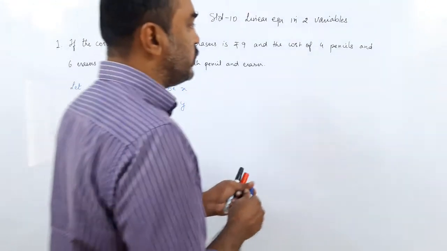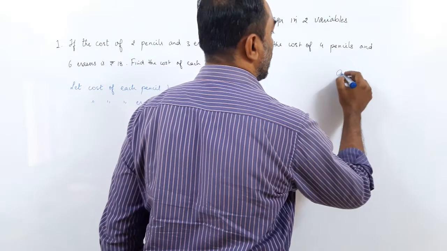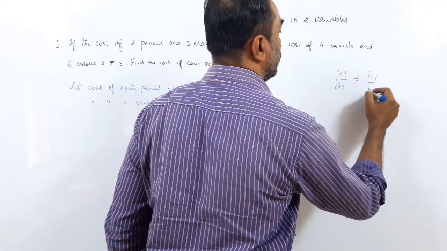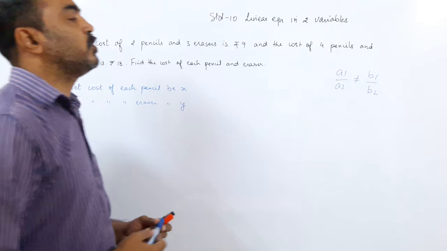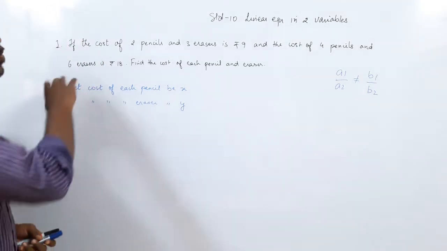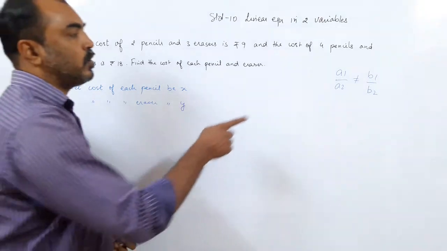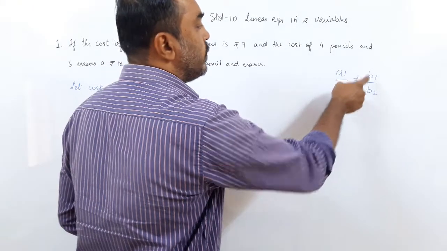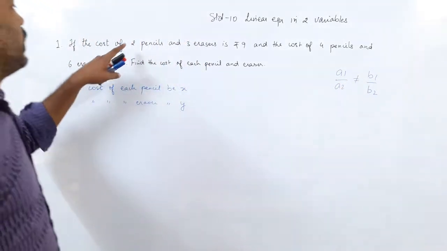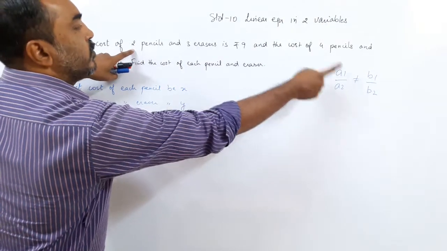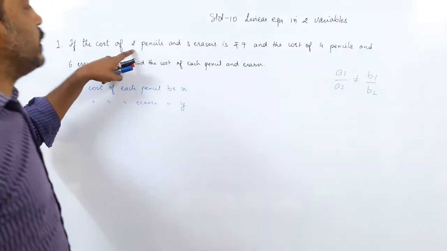For a unique solution, we should have a1 upon a2 not equal to b1 upon b2. Okay, this is the condition for a unique solution. So now I am going to modify this question to come to an answer. What I have got is a1 upon a2 should not be equal to b1 upon b2. Now a1 is 2 and a2 is 4, so 2 upon 4 is 1 upon 2.